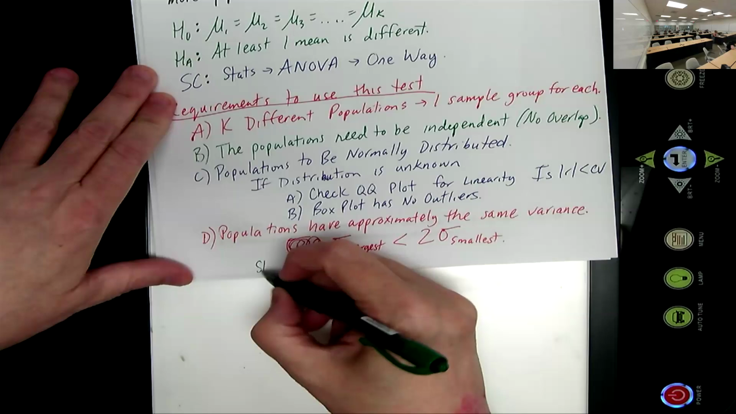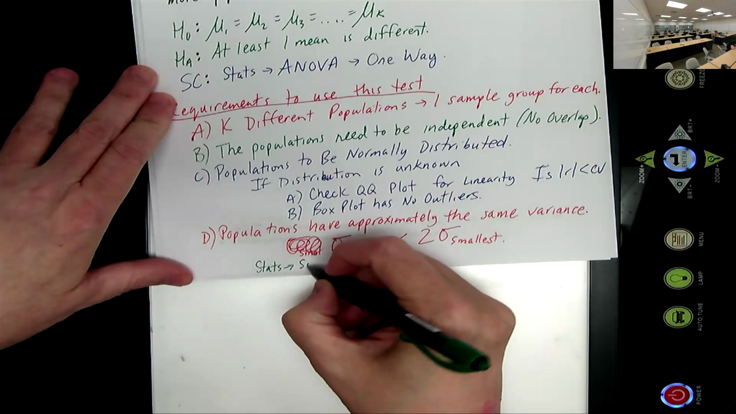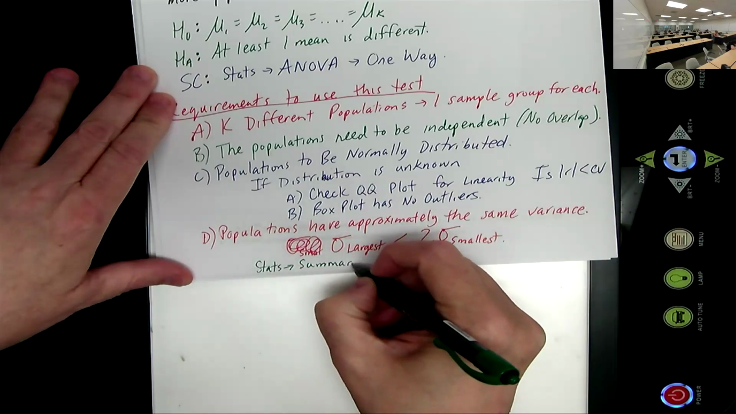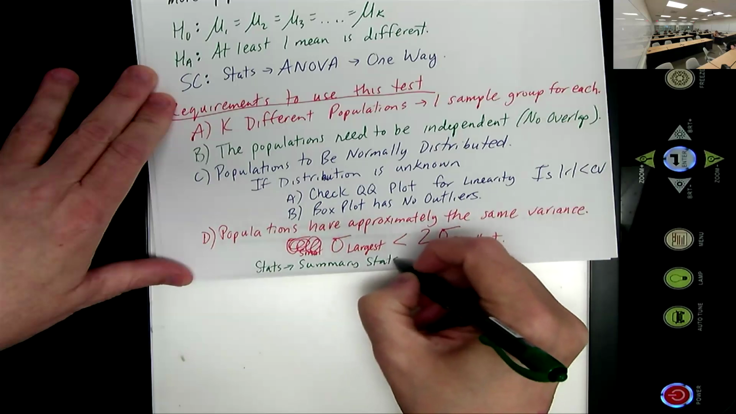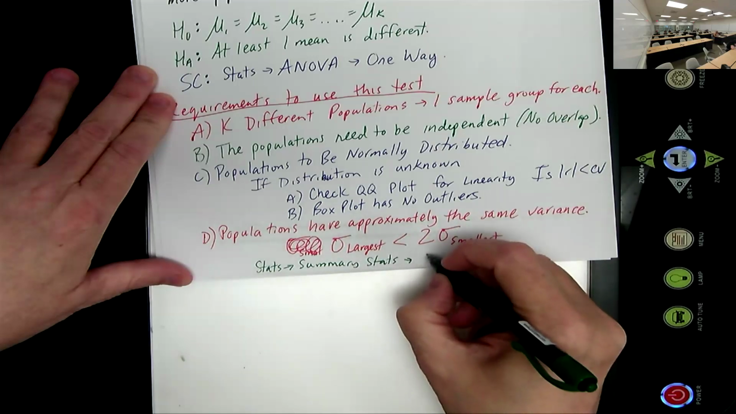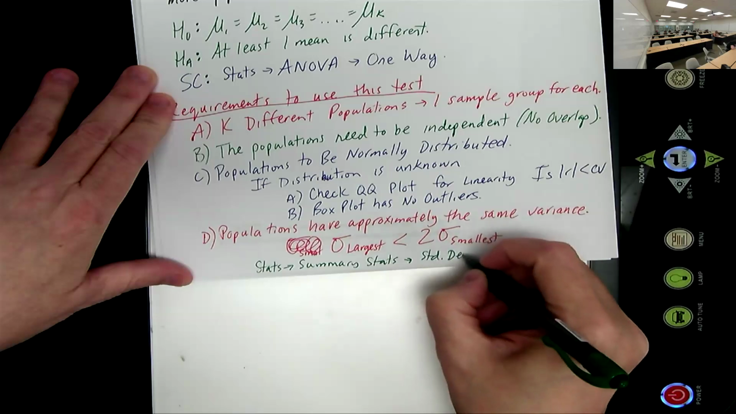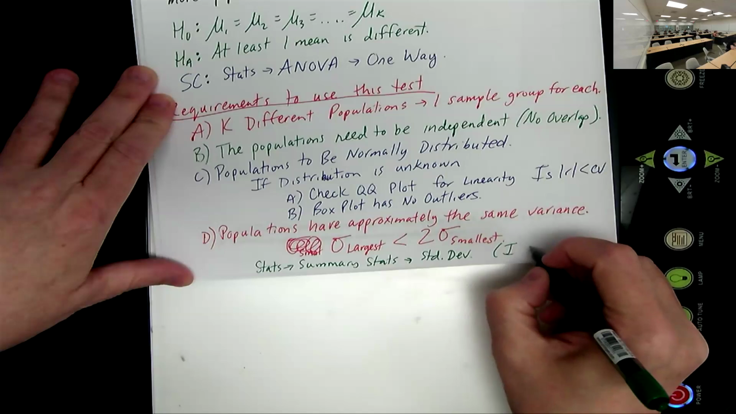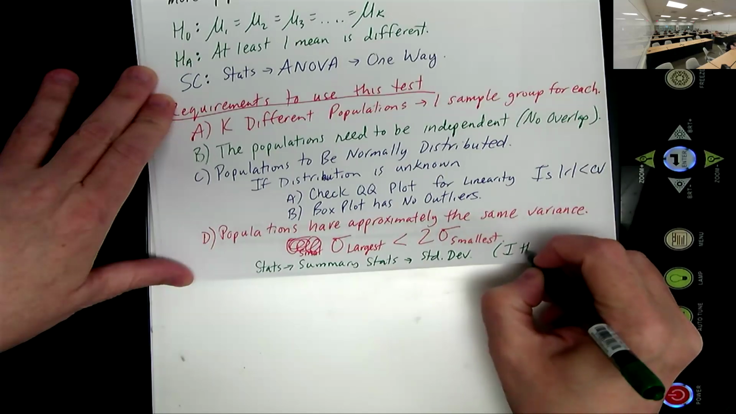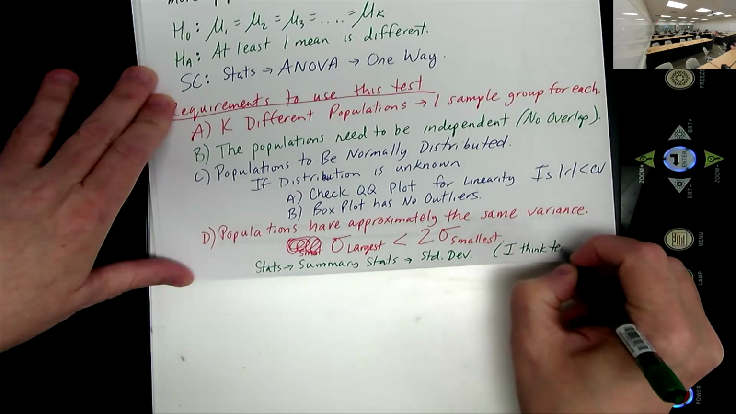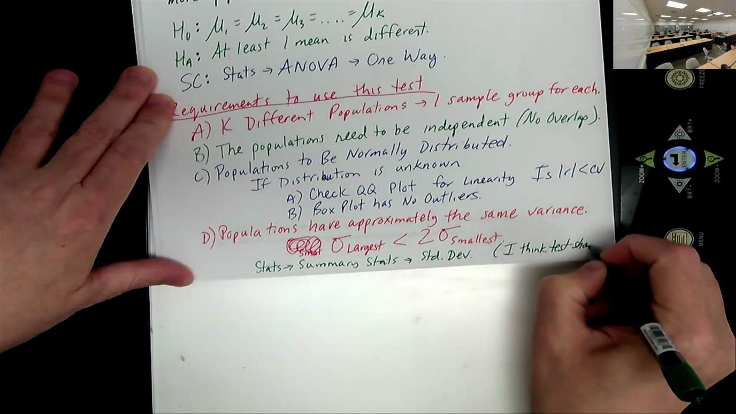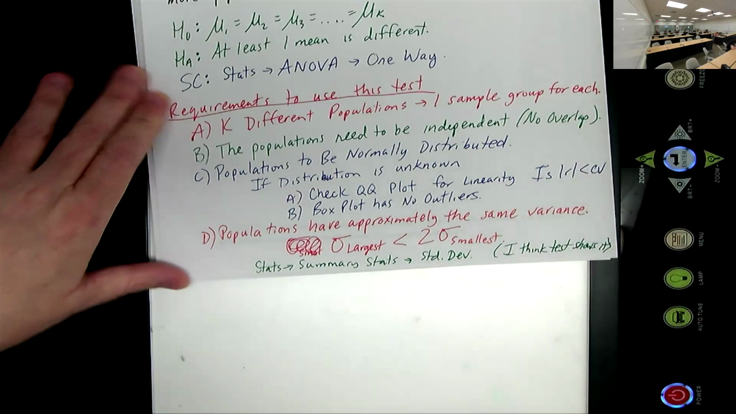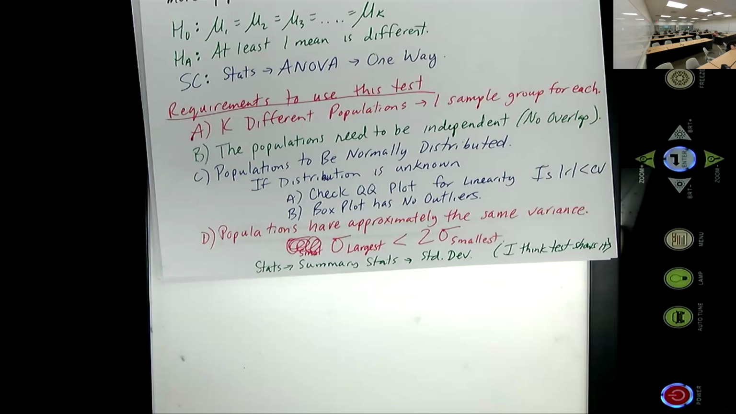One way to do that is doing Stat, Summary Stats, and then doing standard deviation. We did this back in chapter 2 or 3. I think the hypothesis test might show it also. And then we just gotta compare it manually. It won't do the check for you, but it'll give us the standard deviation that we can compare.